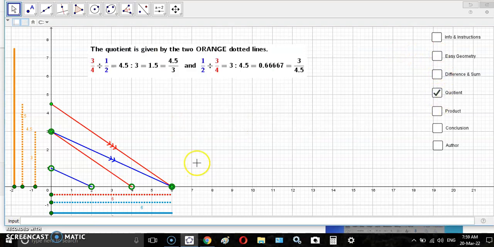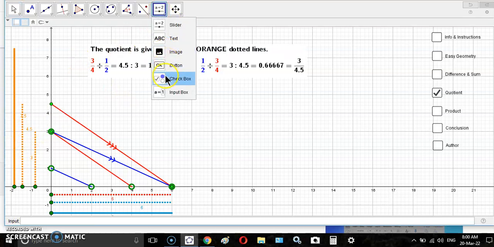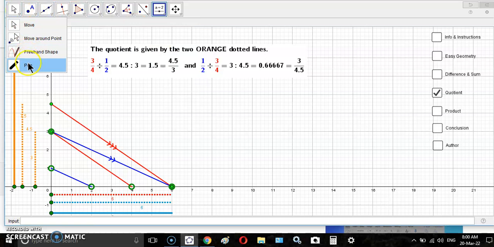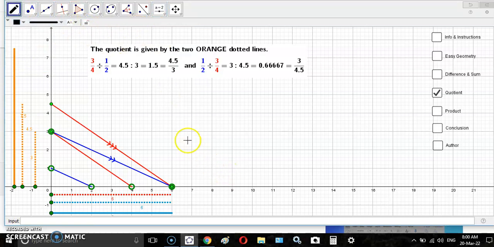Okay, so the quotient is given by what? It's given by 4.5, which is this line here, in ratio. It's the measure of the ratio of this long line to this short line, right? So strictly speaking, we could have just said, let me get a drawing object, a pen. So we could just say it's the ratio of 4.5 to 3. Okay, so that's the ratio.